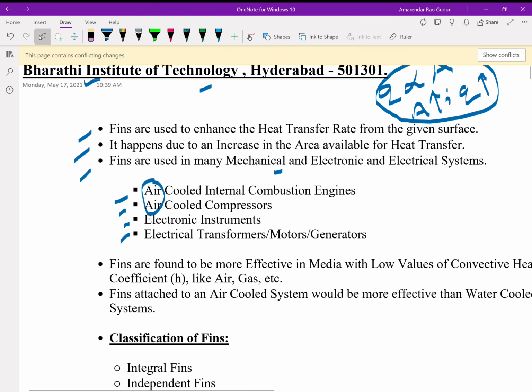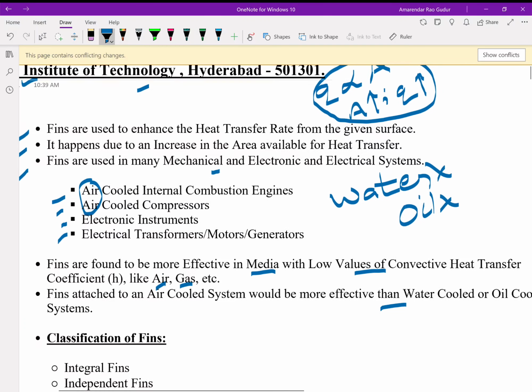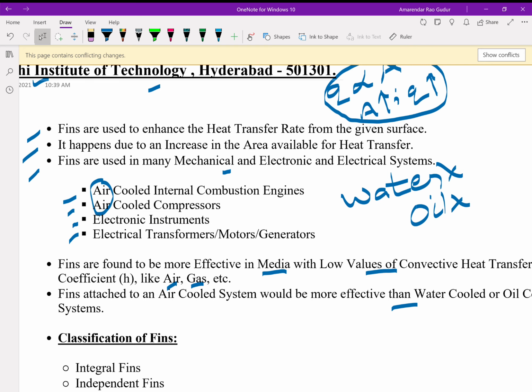It is due to the fact that fins are found to be more effective in media with low values of convective heat transfer coefficient, like when the medium is air, gas, etc. We never ever use fins on water cooled systems or oil cooled systems, because of the tremendous value of h. Fins attached to an air cooled system would be more effective than on water cooled or oil cooled systems.